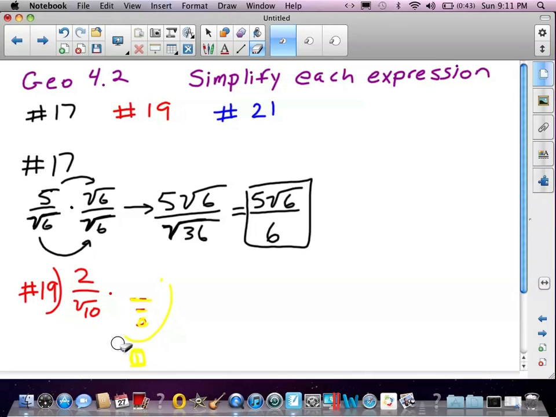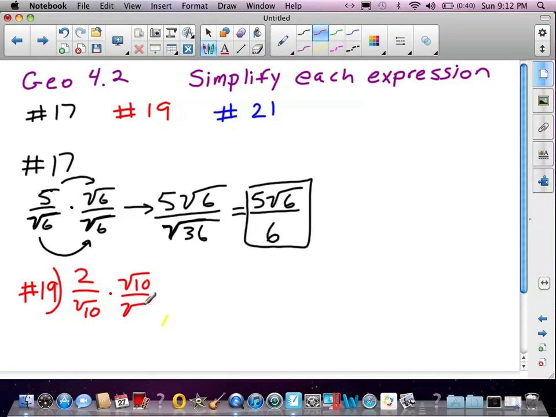Okay, so going back to the original problem: the square root of 2 over the square root of 10. I'm going to multiply by my form of 1, which is the square root of 10 over the square root of 10. And now I multiply my 2 times the square root of 10, giving me, in my numerator spot, 2 times the square root of 10.